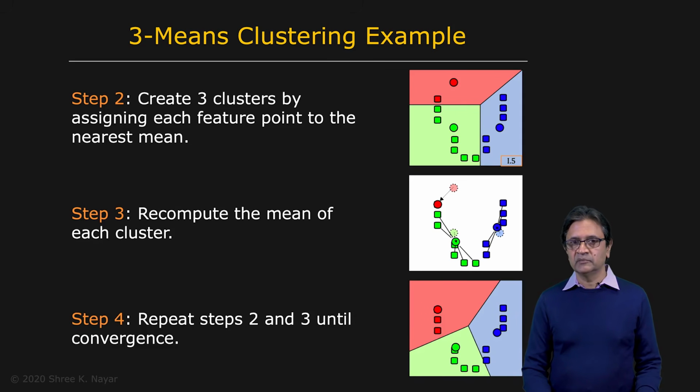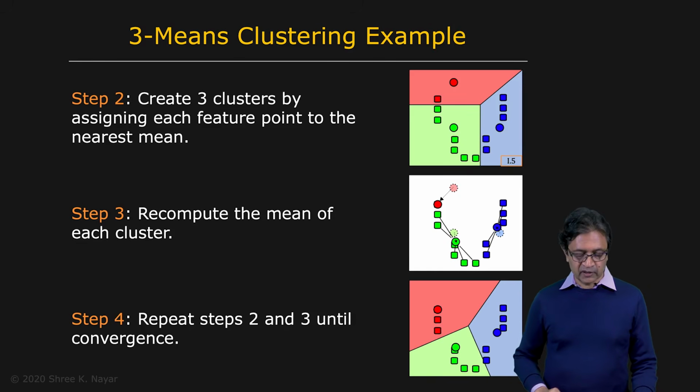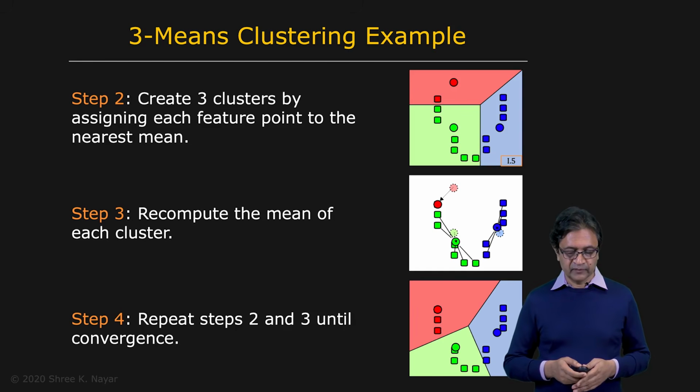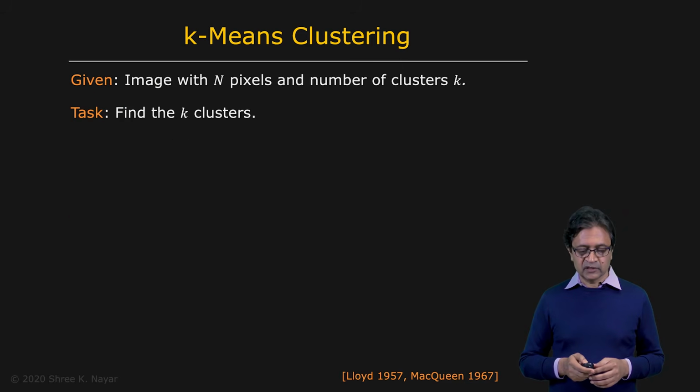Convergence in this case simply means that the means that we have computed, the 3 means, stop moving. They have arrived at 3 points and they cease to move from there. At that point, you can say you have found your 3 clusters. That's it. That's your algorithm. And this can, of course, be generalized to k-means or k-segments.